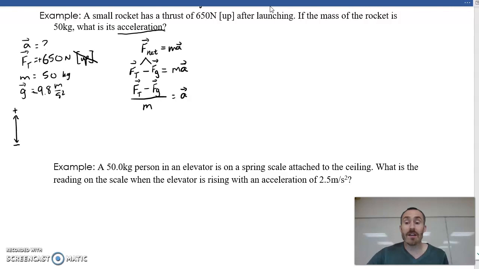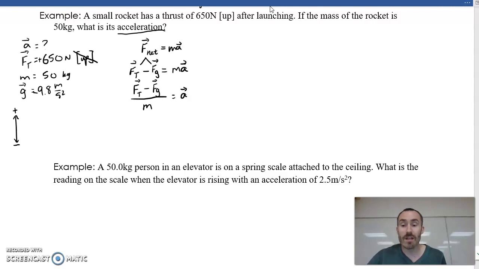Okay, so now if this was a simple, straightforward question, perhaps I could just take all the numbers from the question, plug them into these three spots, and solve for acceleration. But unfortunately, I am not given the force of gravity on this rocket. I'm going to have to figure that out. So sometimes what you're going to find is that when you do this, the forces in your F net formula have their own individual equations. So we just learned that the force of gravity is mass times 9.8.